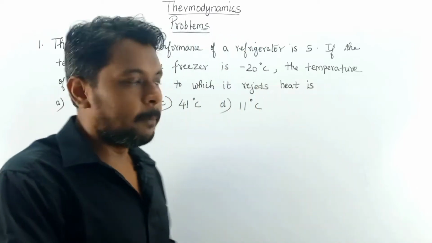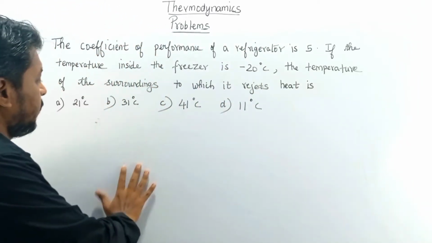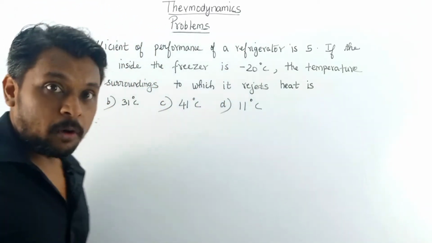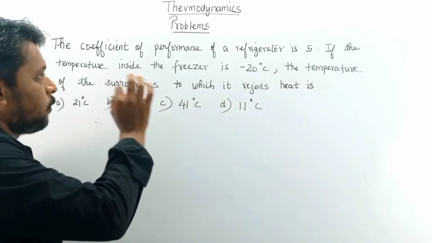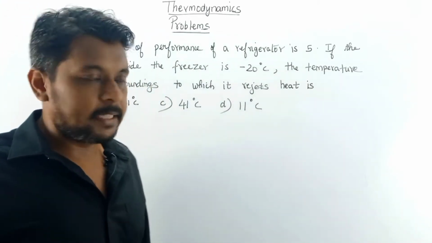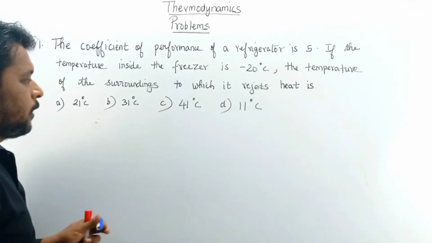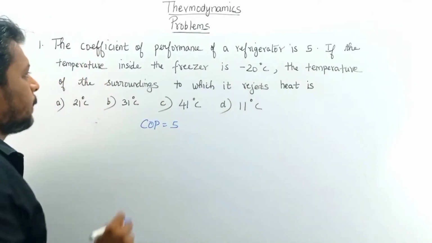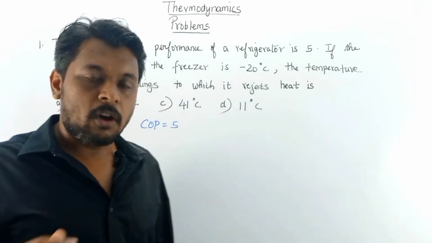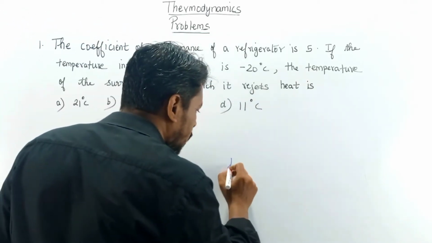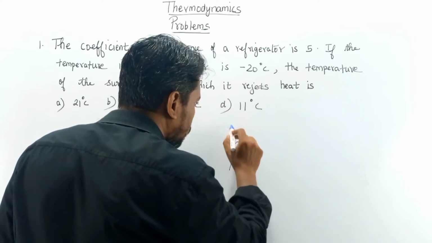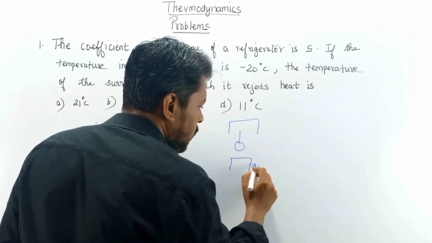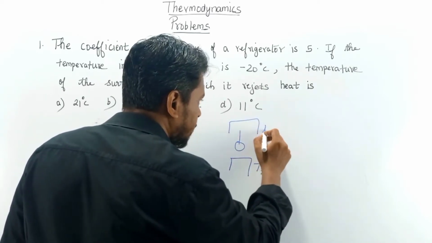Okay, we will also see some previous year asked questions in NEET and some problems related to NEET exam. So see the first problem. Here is a refrigerator problem. The coefficient of performance of a refrigerator is given as 5. So the value of COP is given as 5 in this problem. Normally in case of a refrigerator, we will have a low temperature reservoir, work input, and a high temperature reservoir. We consider this as T2, this as T1.